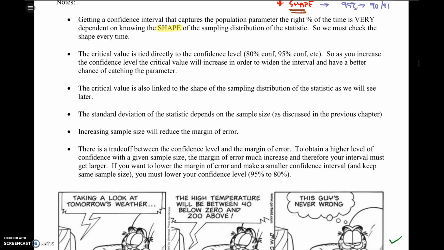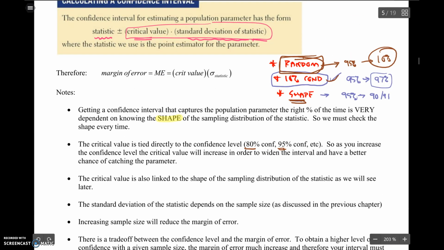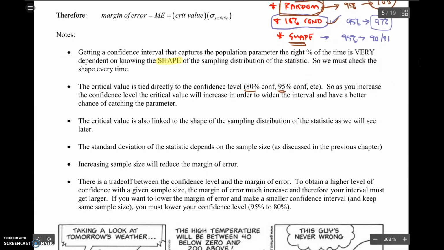The critical value is tied directly to the confidence level. For 95%, we said it was about 2 standard deviations. For 80%, we're going to have a different multiplier. So this is determined by our confidence level. As you increase your confidence level, the crit value will increase in order to widen the interval so you have a better chance of capturing the parameter. I illustrated that with the applet.